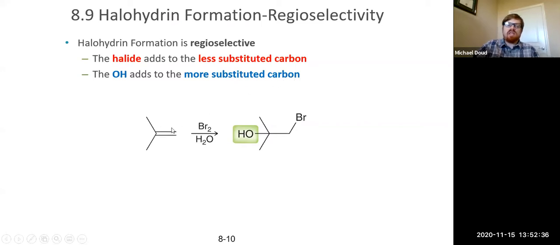So in this case, we take this alkene here, clearly the left is more substituted, the right is less substituted. The bromine is going to be added to the less substituted, and the water, the OH group, is going to be added to the more substituted. So you can think of it as Markovnikov for the OH and anti-Markovnikov for the halide, if that helps.